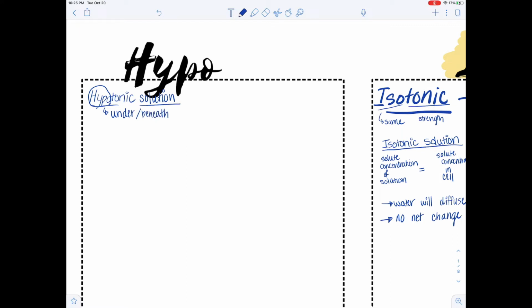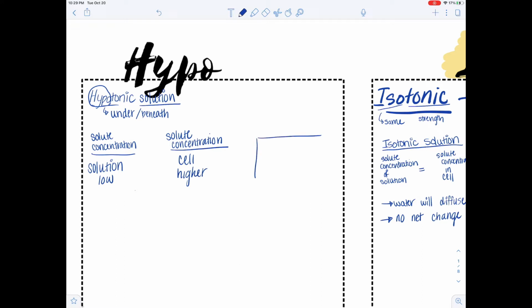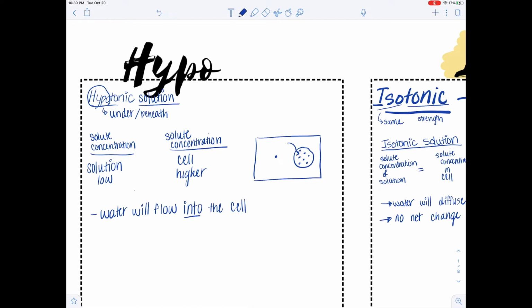Okay, so think about that with our isotonic. Iso meant same, hypo means beneath. So the solute concentration of our solution is going to be less. Okay, so this will be lower. And the solute concentration in the cell will be higher. So if you were comparing, you would see that there's more solute inside of the cell and there's less solute outside of the cell. So this means that the water will flow into the cell. Okay, so we're going to see that flow of water going into the cell.